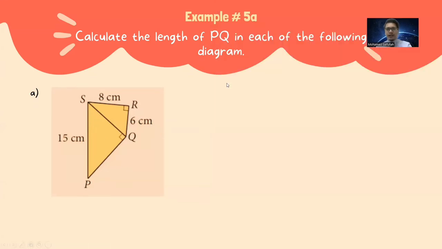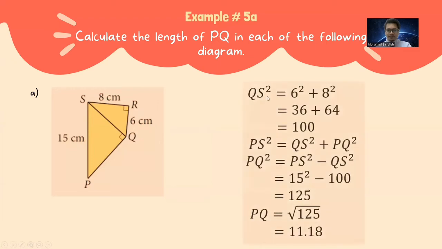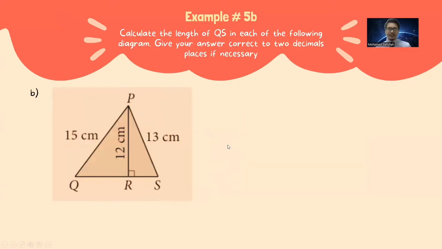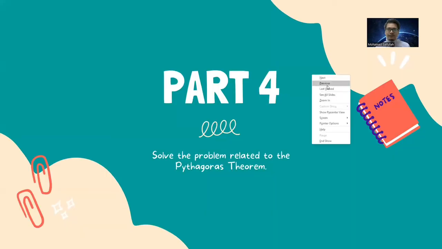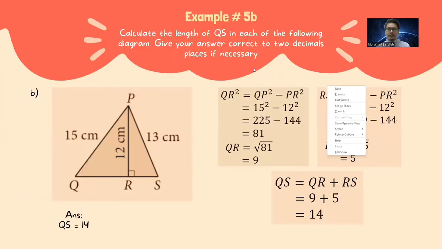Let's see whether the answer is correct or not. So PQ will be 11.18. Yes, correct. Congratulations, guys. So next, another example, 5b. I believe this is the last example. Yes, this will be the last example.